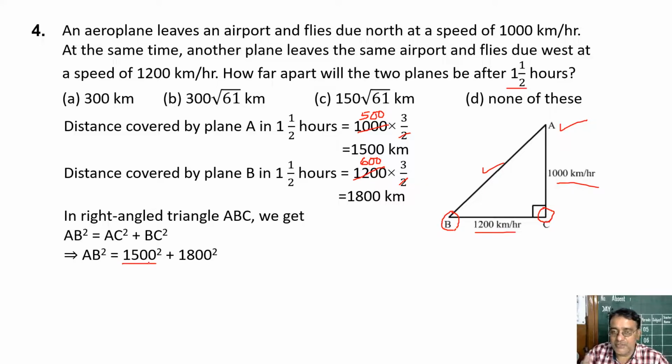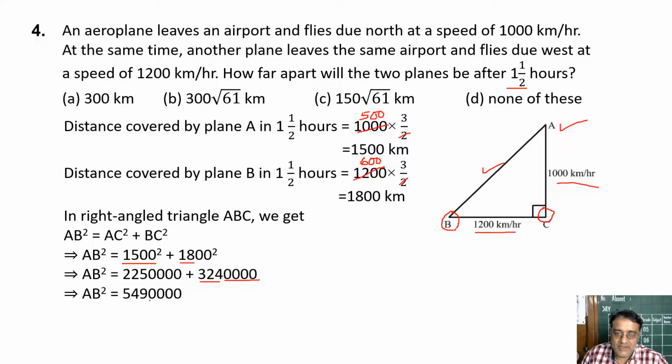2 0 है ना तो 4 0 हो जाएगा. It will become 4 zeros. So 2 to 5 4 zeros we have to write. Similarly 18 square is 324 and 4 zeros we have to write. Now 225 plus 325 is 549. 2 zeros. So इससे एक 100 बाहर आ जाएगा. And 549 is 61 into 9. So if you take square root you will get 3 into 100 root over 61. That is 300 root 61 kilometer.